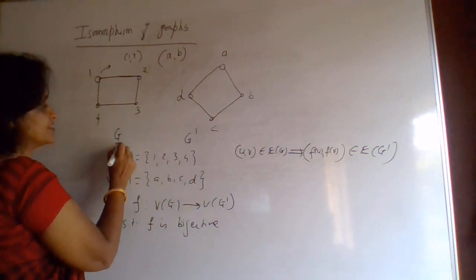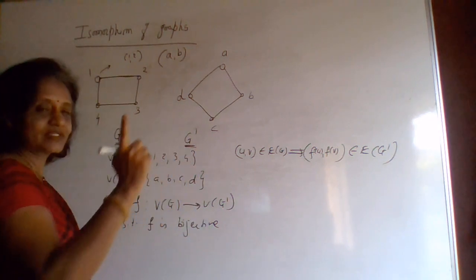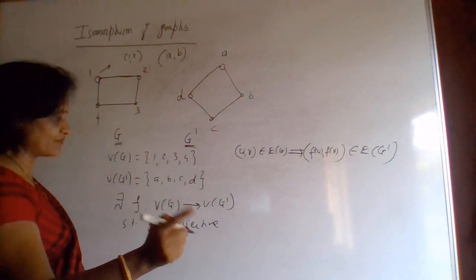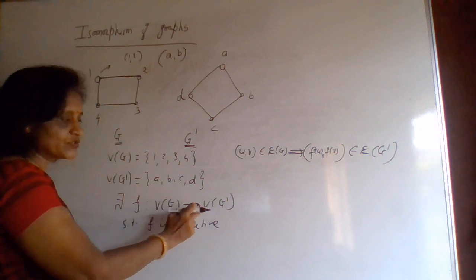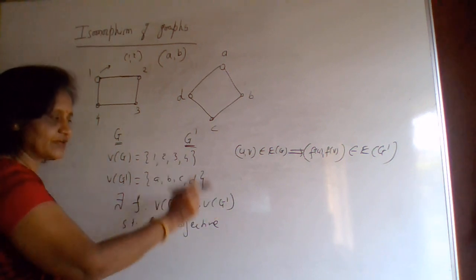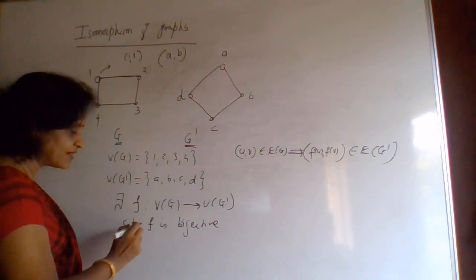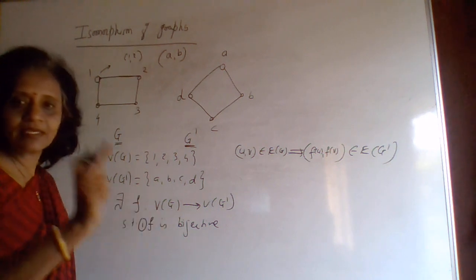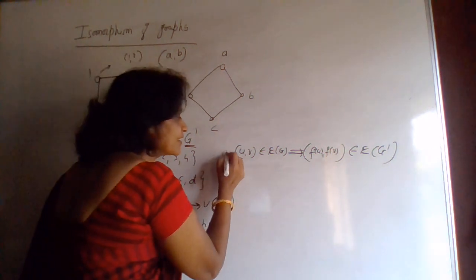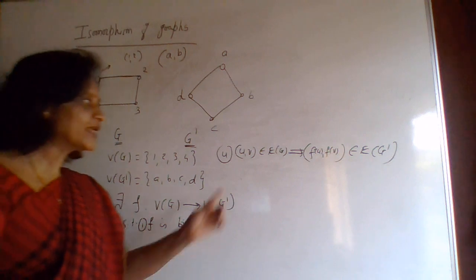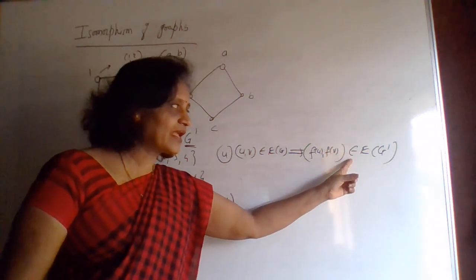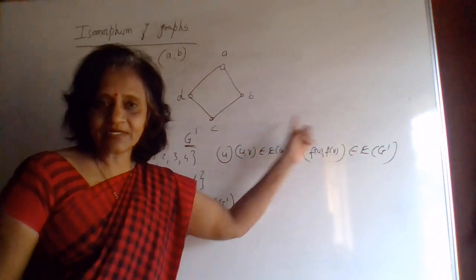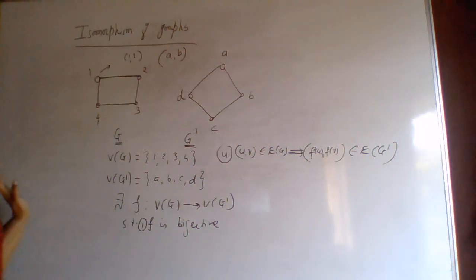I will say G and G', these two graphs are called isomorphic if there exists a function f from V(G) to V(G'), that is the vertex set of G to the vertex set of G', such that first condition, f must be bijective, and second condition, whenever uv is an edge in G, then f(u)f(v) must be an edge in G'. That is the simple meaning of an isomorphic function. Just go through it for a second.